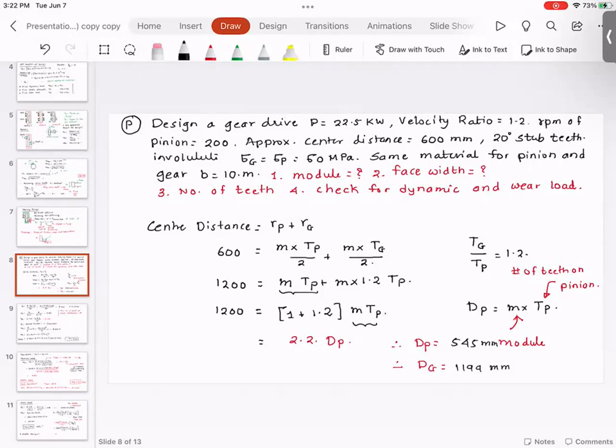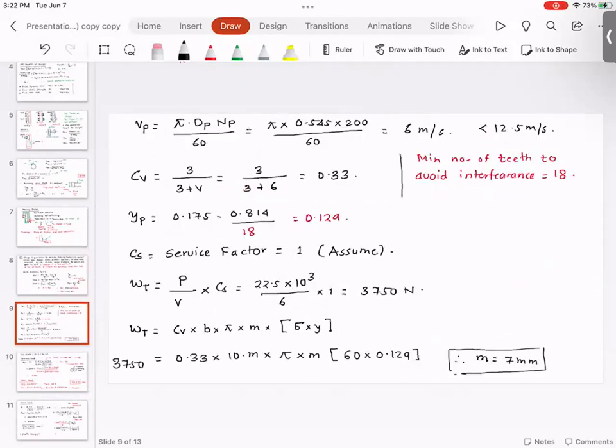So center distance is given to us. Center distance is the radius of the pinion plus radius of the gear, and based on that information, we can find out the diameter of the pinion. Then we can find out the diameter of the gear. Then we can find out the pitch line velocity, which is pi times d times n divided by 60. And that pitch line velocity is useful to find out the velocity factor CV.